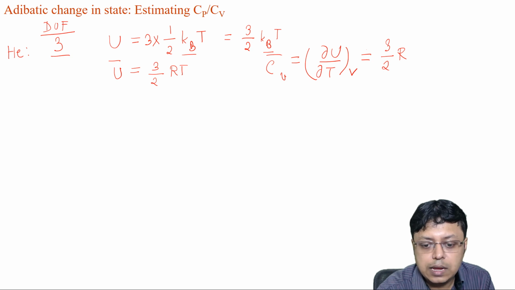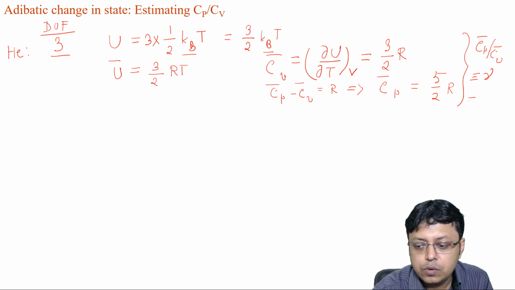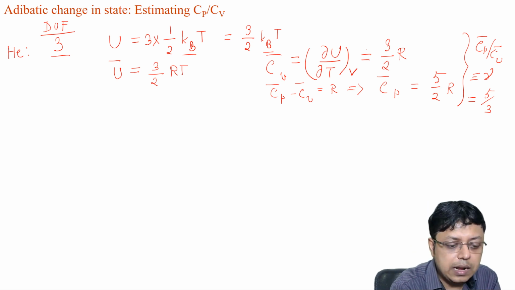So you can see that Cp minus Cv we already know is R, and from that we get Cp is nothing but 3/2 R plus R, which is 5/2 R. So in this case Cp by Cv, which is written as gamma, will be 5/2 R divided by 3/2 R, which is nothing but 5/3. So gamma is always greater than 1. So we can take another example, say for example carbon monoxide.